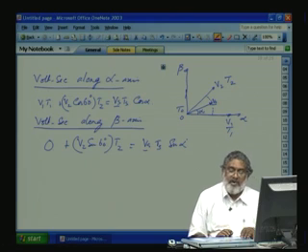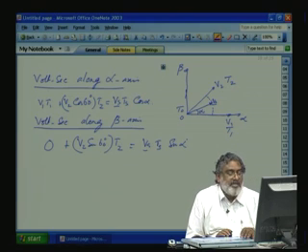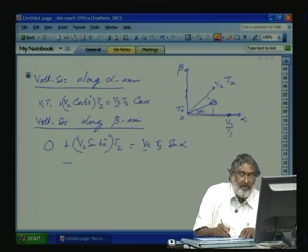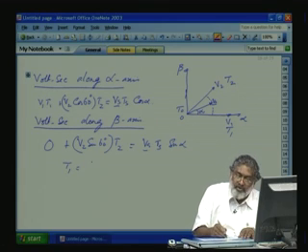Now, using these two equations, we can find T1 and T2. This we can solve. Solving, T1 is equal to Ts into Vs, where Vs is the magnitude of the Vs we are taking.